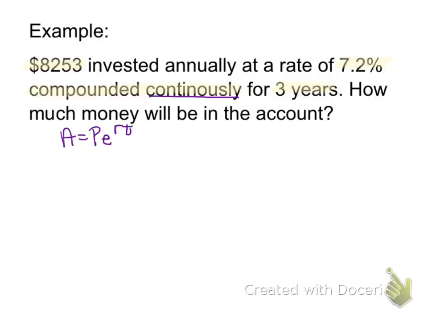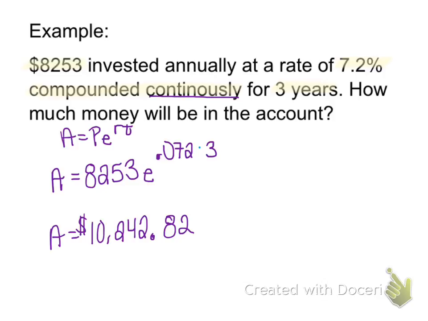Now that rt is an exponent, so now we're just going to simply plug in the values. Again, your percentage needs to be written as a decimal to find out how much money we'll have in that account. So I plugged in my principal, and then I converted my percentage into a decimal and multiplied it by the number of years.